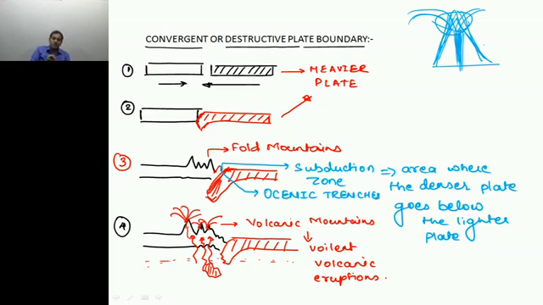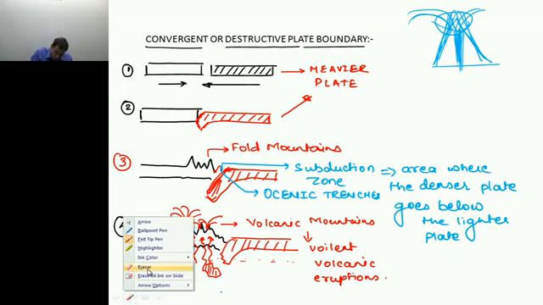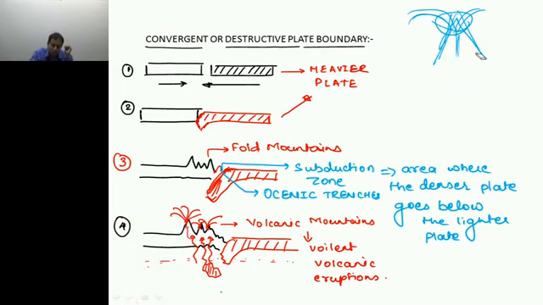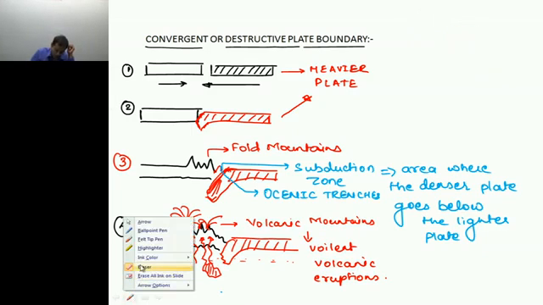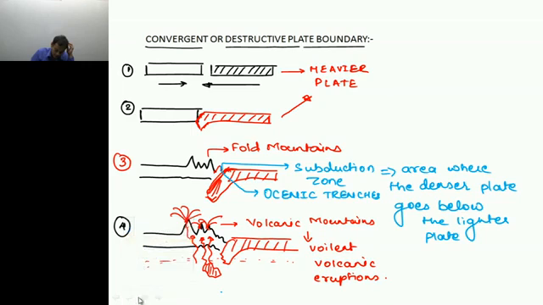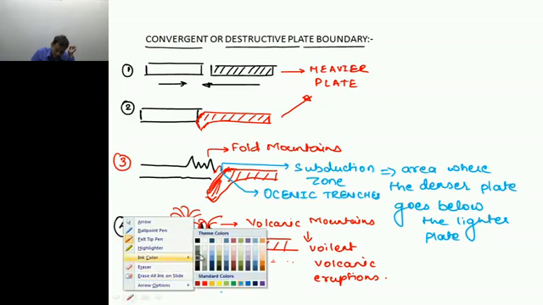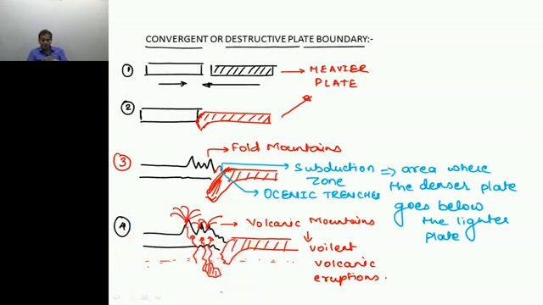So the convergent or destructive plate boundaries are the plate boundaries where the two plates come near each other. When the two plates come near each other, the denser plate, consider this paper as a denser plate, goes below the lighter plate, that is the plane.